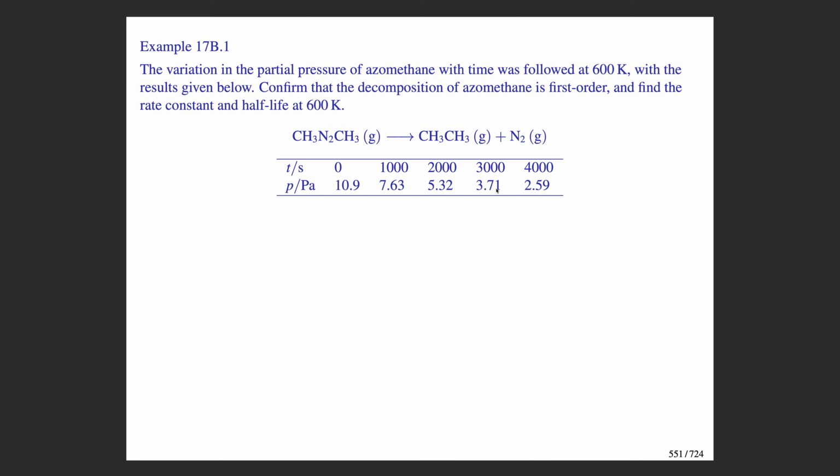Here it looks like this would be a graphical problem. They give us some data for this gas phase reaction. They've measured the pressure of the system as a function of time, this would be the partial pressure of azomethane. Okay, so they have the partial pressure of this reactant as a function of time. Confirm that it's first order, and then find the rate constant and the half-life.